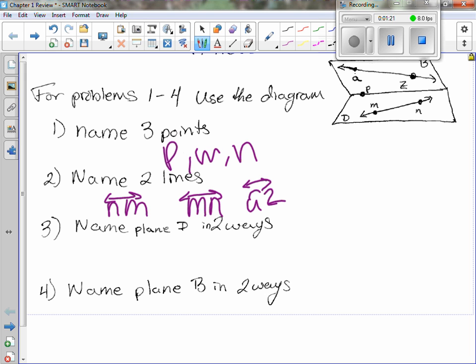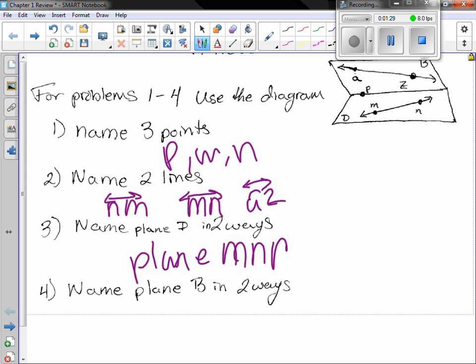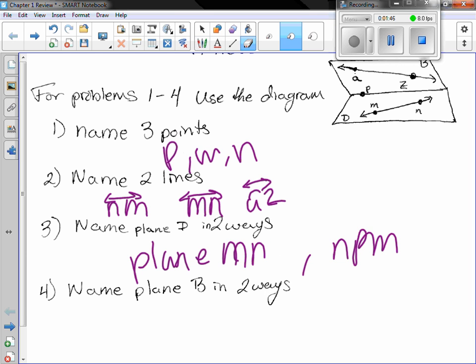Name plane D in 2 ways. So it's just picking 3 letters. So plane D, M, N, P. Or we could say N, P, M, or just any combination of those 3 letters. And the main thing with naming a plane is that the 3 letters cannot be on the same line. Now, if you name the plane and you just said plane MN, it would be wrong because we need 3 letters to name a plane. Now, naming plane B would be the same thing. We would use 3 points from plane B.